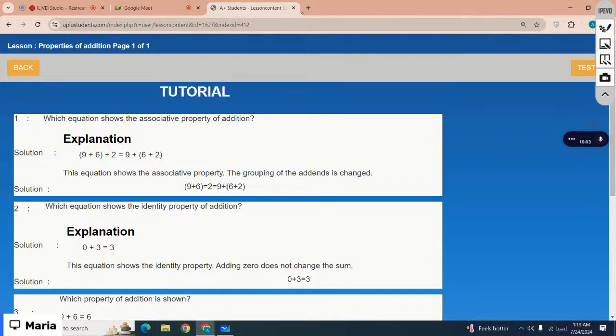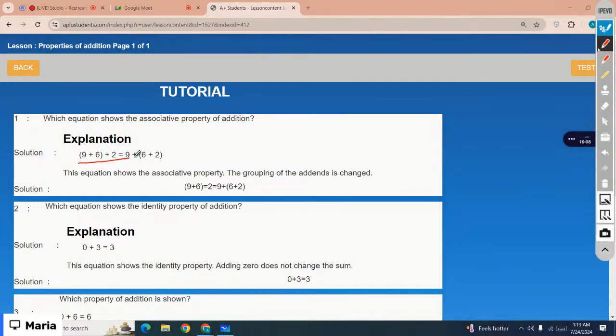Just look at this mathematical expression: 9 plus 6 plus 2 equals 9 plus 6 plus 2. On both sides you have three numbers involved, 9, 6 and 2, and you have to add them. On both sides the numbers are the same, you have to add them. Just the order of addition is different.